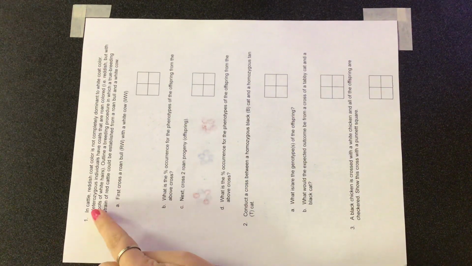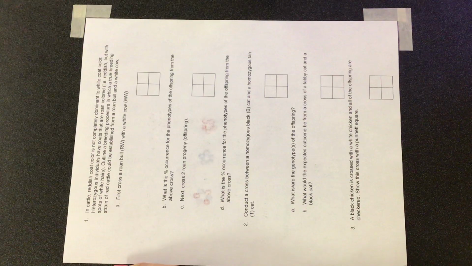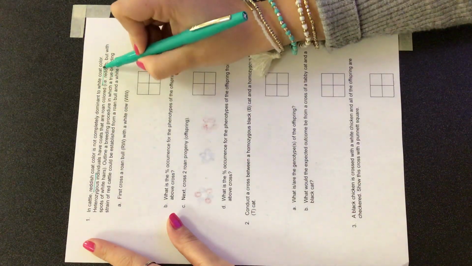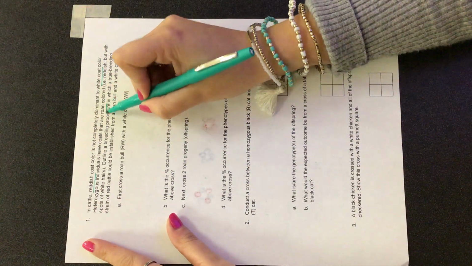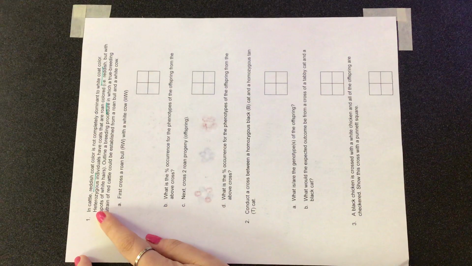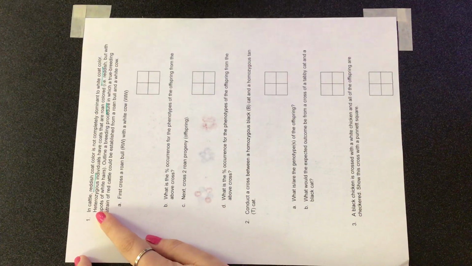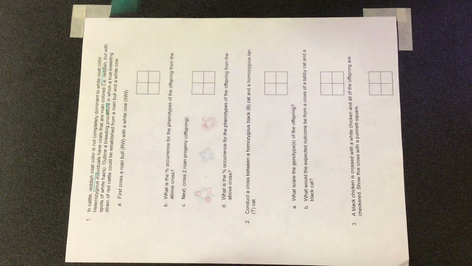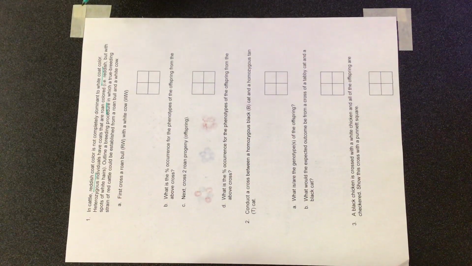Okay, in number 1, it says, in cattle, reddish coat color is not completely dominant to white coat color. Heterozygous individuals have coats that are roan colored. So reading those first 2 sentences, I see my 3 phenotypes are reddish coat, white coat, and roan. This sentence tells me that heterozygous individuals, meaning a genotype with 2 different letters, are the ones that are going to be roan, which it tells me is reddish but with spots of white. So red and white are showing up together.